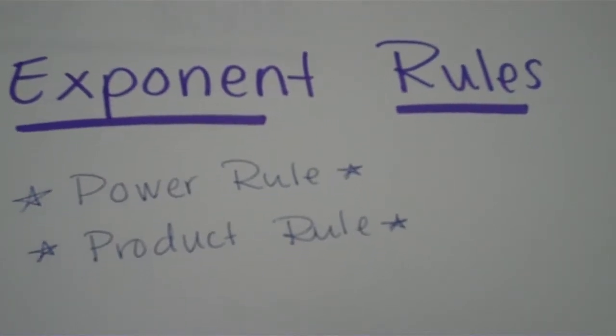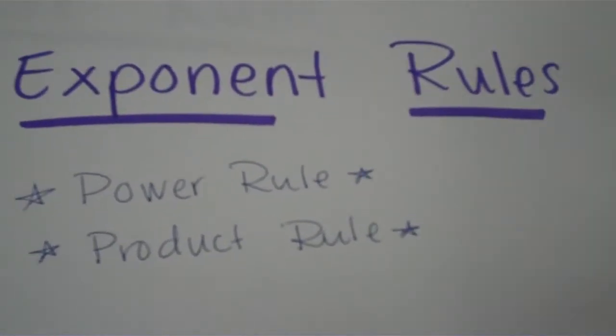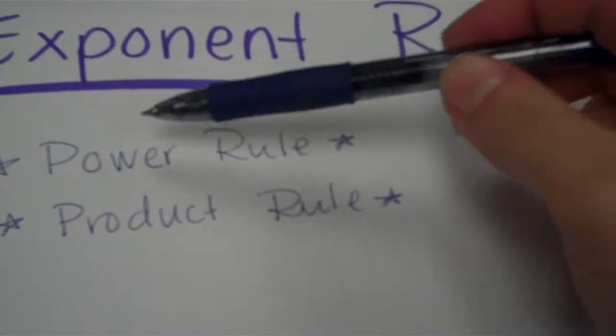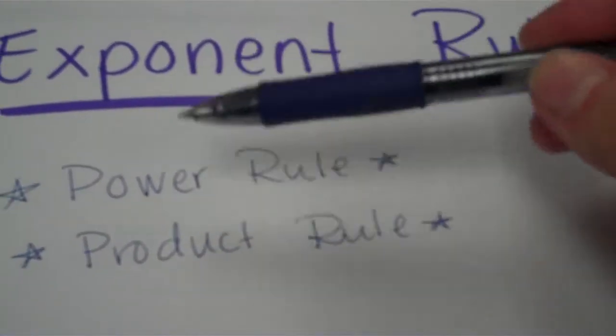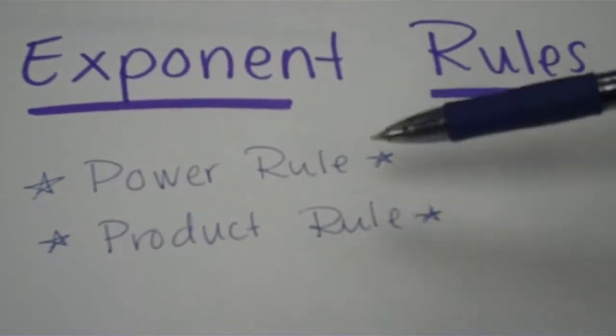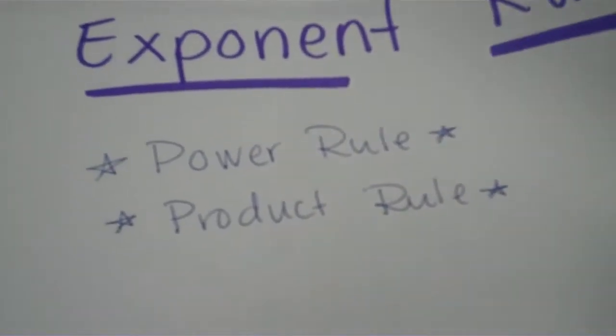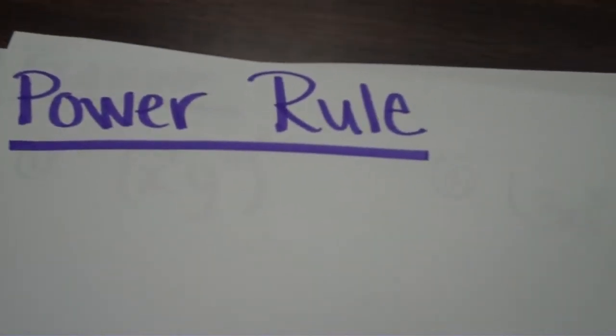Today we'll be talking about exponent rules, and that's your title, and we're in particular talking about only these two, power rule and product rule, which probably makes no sense right now, but it will in a little bit. So here are the two different rules that we'll be talking about. Okay? First is the power rule.